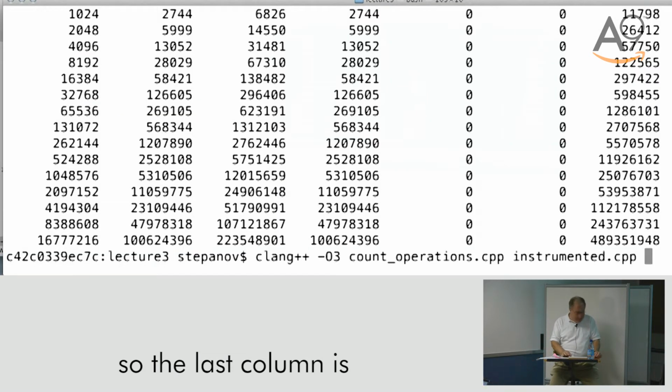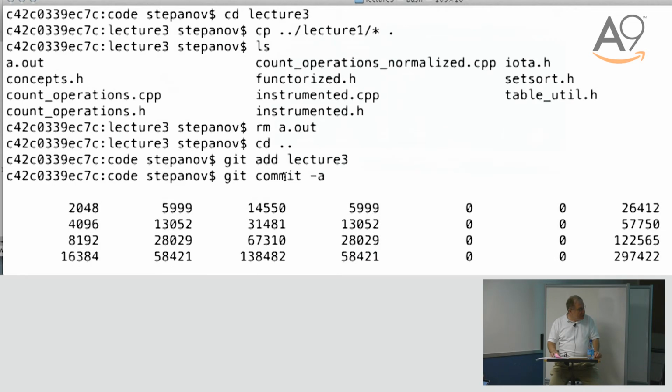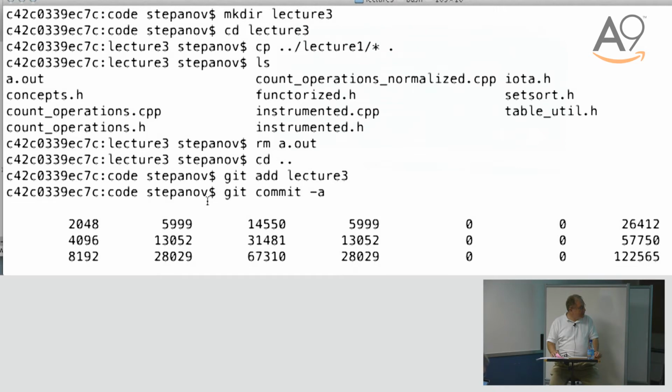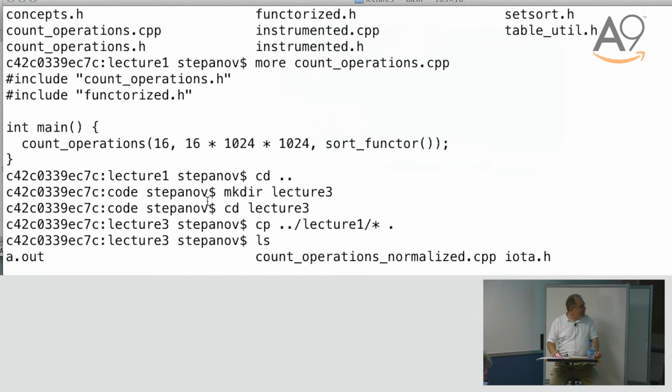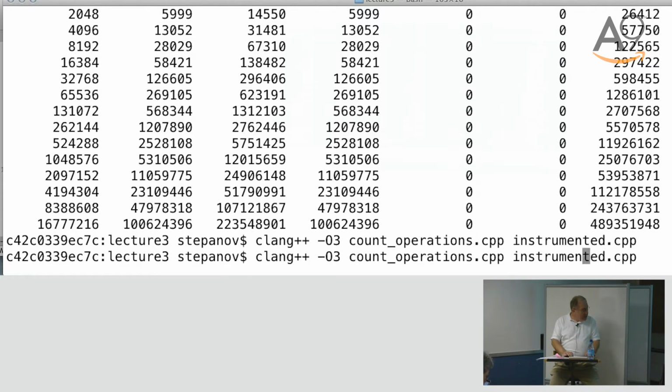So the last column is conversions, right? No. We didn't change the stuff. The stuff is still the same. I do not understand why it doesn't print. I no longer remember. Maybe if we do this, let me try. If we do operations normalized, we will start working on it in a second. Does it work?